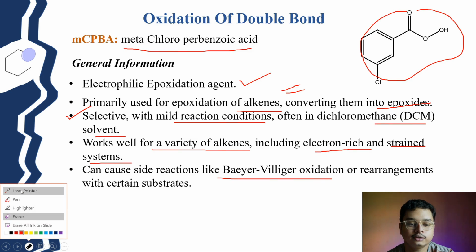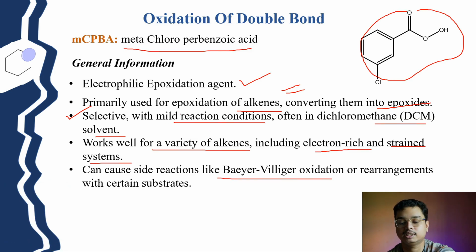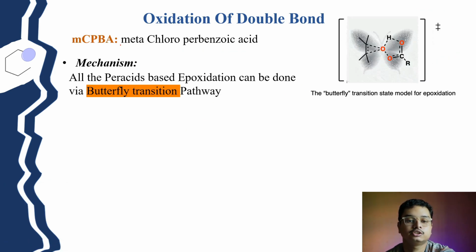Okay, so now let us go a little deeper into mCPBA. First of all, let us talk about the mechanism of this reaction. All peracid-based epoxidations can be done via the butterfly transition pathway. This is the butterfly transition state. You can see that this transition state looks like a butterfly, as depicted here, and that's why it is called the butterfly transition.